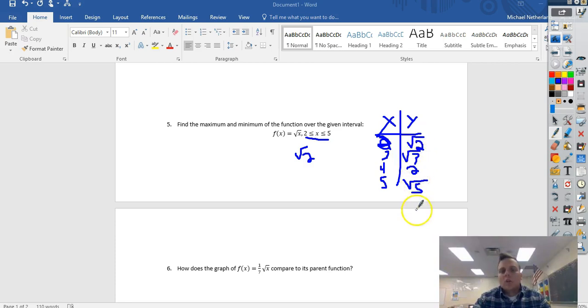So, which one of these is the smallest y value? Which one is the largest y value? Square root of 2 is the smallest. Square root of 5 is the largest. So this is my min, and this is my max. And you could check that by just looking at the decimal representation. You could use your calculator to find it. I'm not going to do that in this video because that should be very simple, but you could do that. Okay? Let's move on to problem number 6.